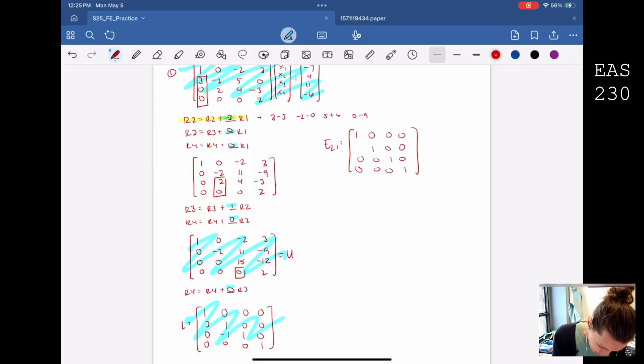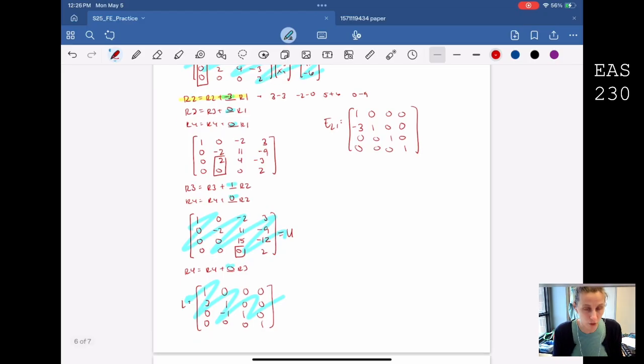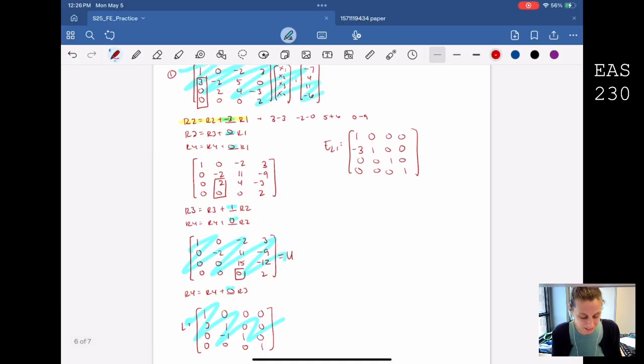So here is that row operation. So I put the -3. This is where the negative comes into play. L is full of the inverses, so it's a +3. But in E21, it's the raw number. It's the -3.